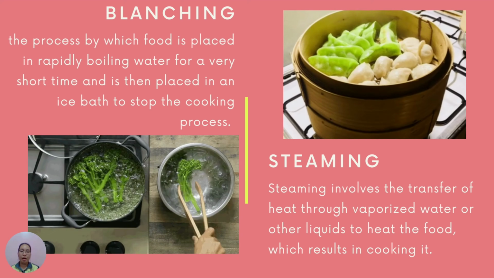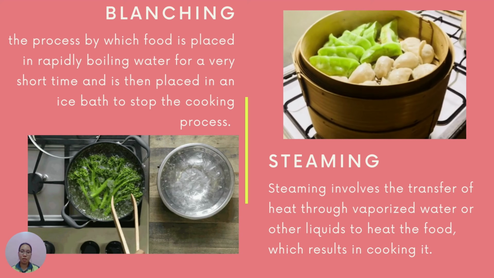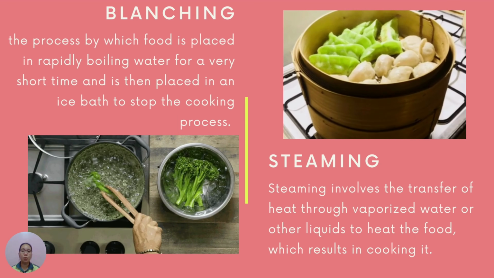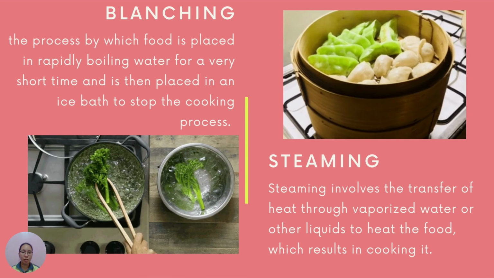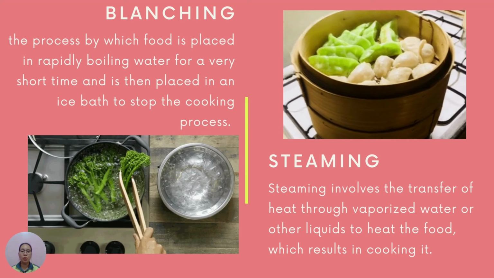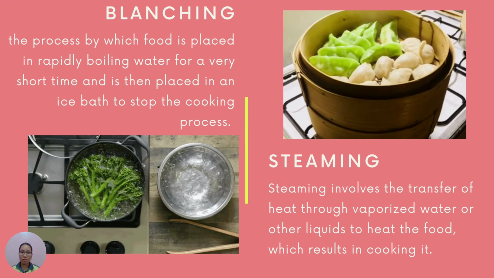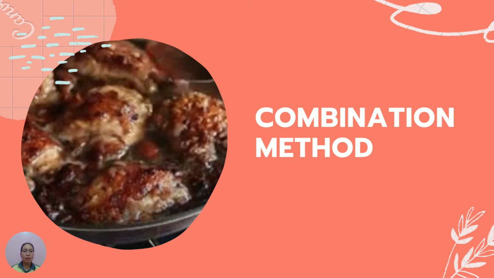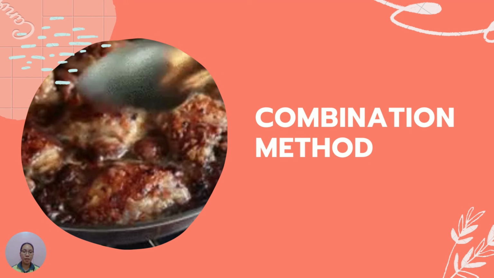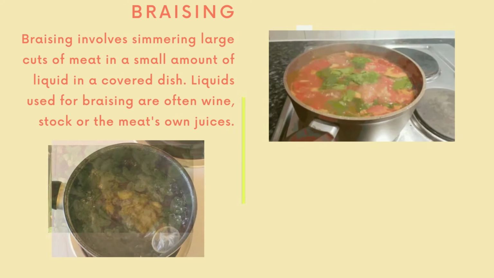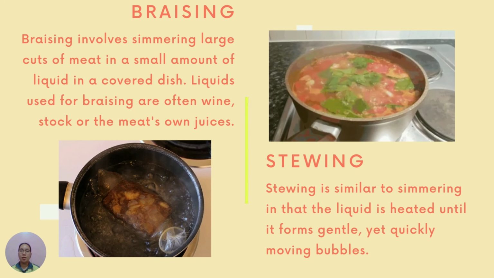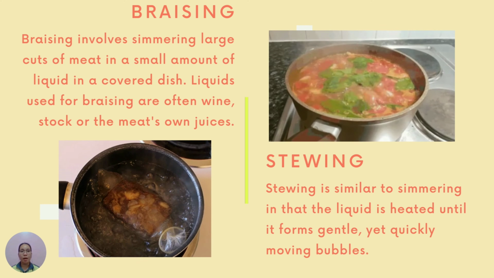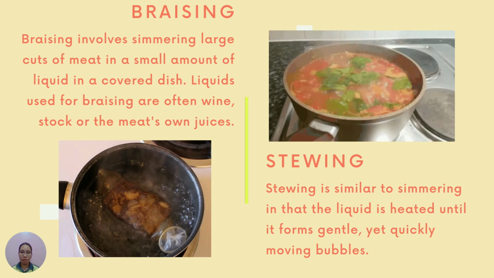And then we also have steaming. Steaming involves the transfer of heat through vaporized water or other liquids to heat the food, which results in cooking it. And then the last method, we have the combination method. It involves both dry and moist heat cooking methods.